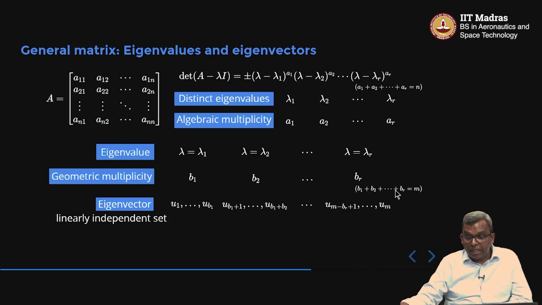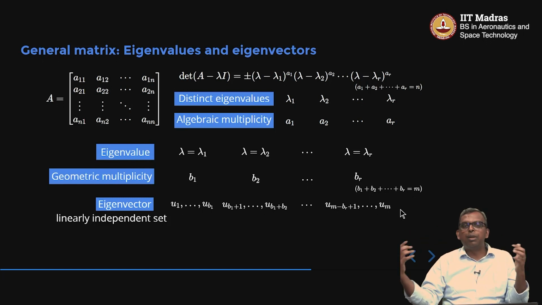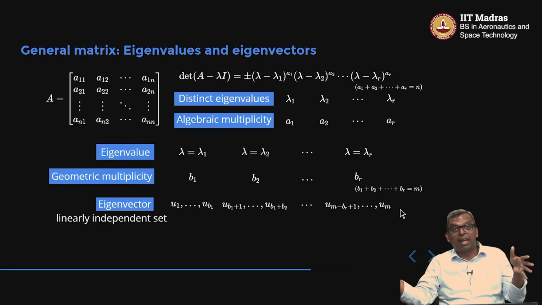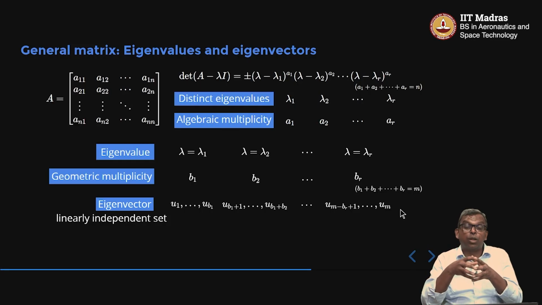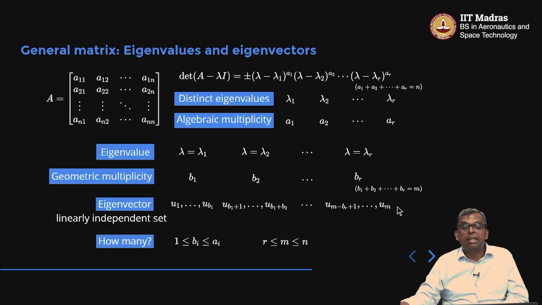So now all these geometric multiplicities B1 plus B2 plus up to BR add up to M. So you will get up to M linearly independent eigenvectors. All of these eigenvectors across the distinct eigenvalues are going to be linearly independent. Within a particular eigenvalue, you have geometric multiplicity number of linearly independent eigenvectors. Across the distinct eigenvalues, you can put all of them together and guess what? You still have your linear independence. So that is a powerful result. If you add up all the geometric multiplicities, that many linearly independent eigenvectors you will have.